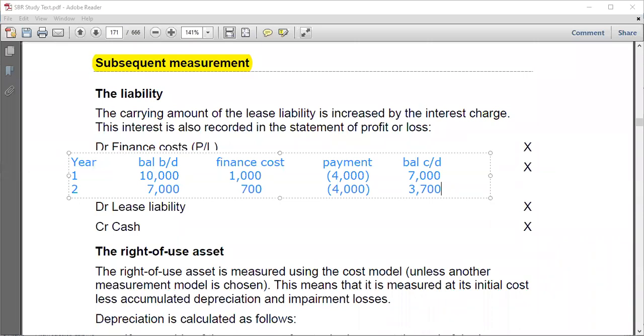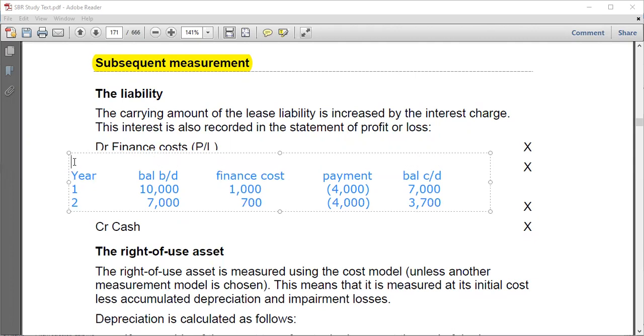But now, before going any further, I would like to describe something more. First of all, I've given this example, which is relevant when payments are in arrears. When payments are in arrears, you actually pay at the end. So if you pay at the end, that's why this finance cost has been computed based on the balance b/d before paying this 4,000.